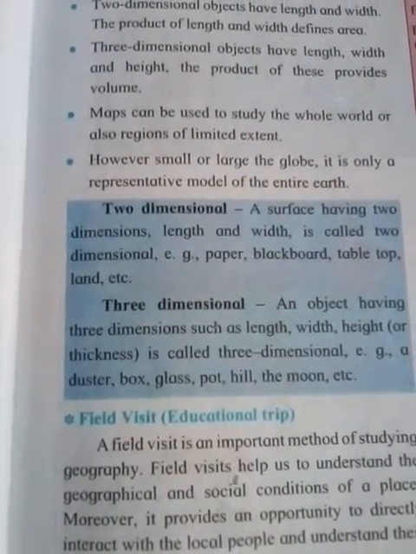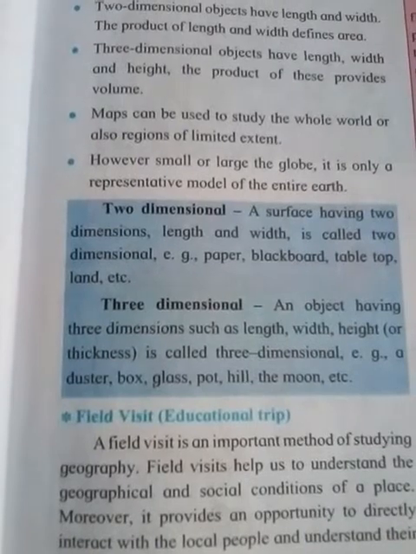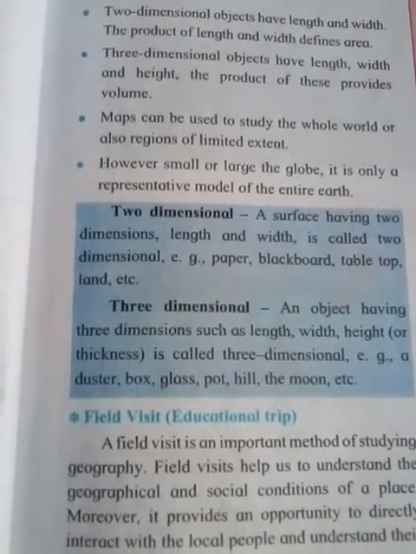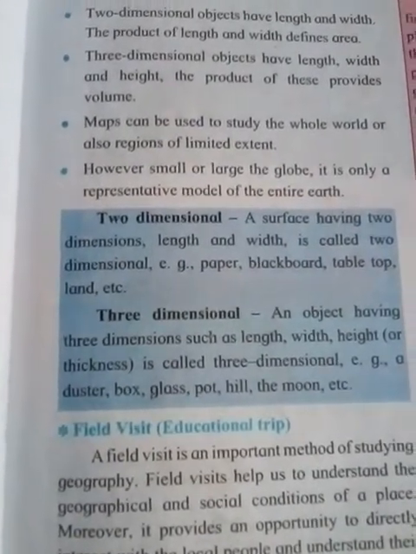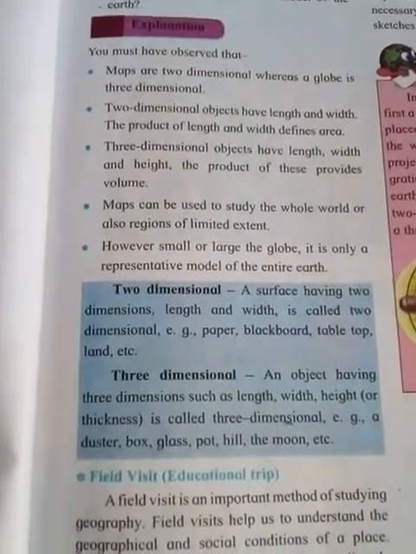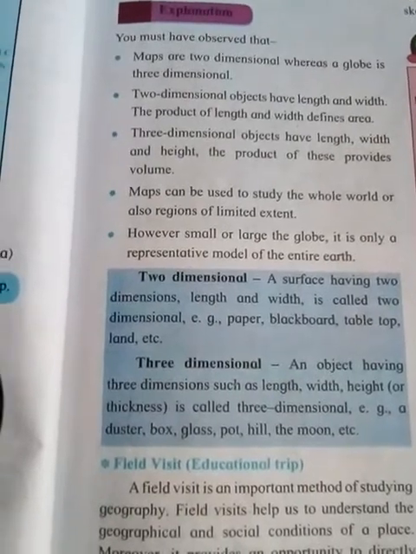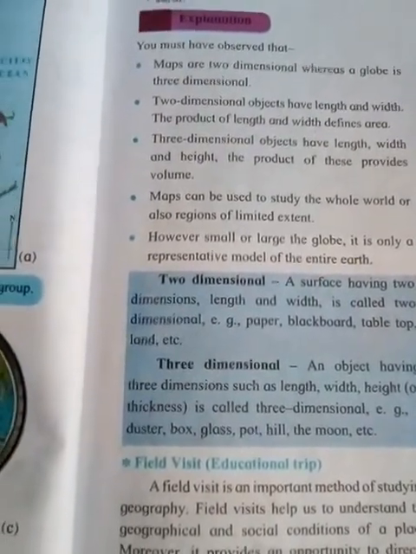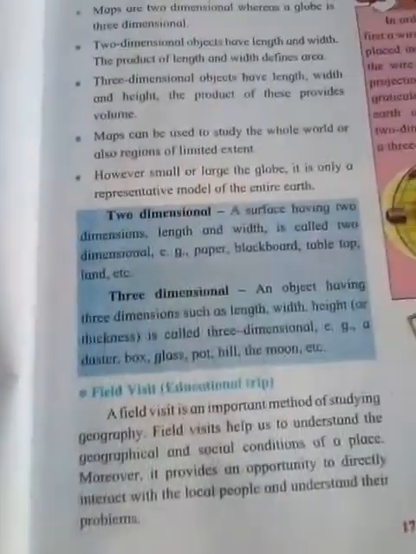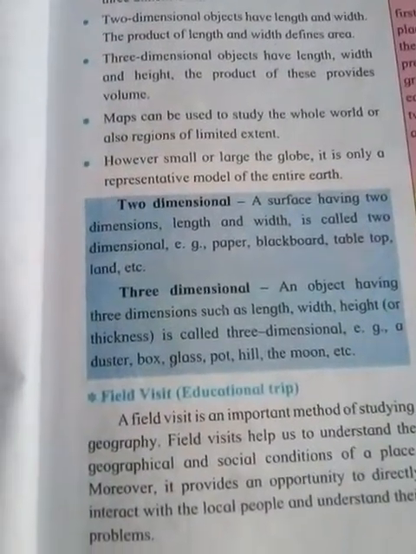Here are given a paper, blackboard, table, tap, lamp. That means a paper has only length and width, sorry, length and width. And a blackboard is also two-dimensional because it has only length and width. This is known as two-dimensional.